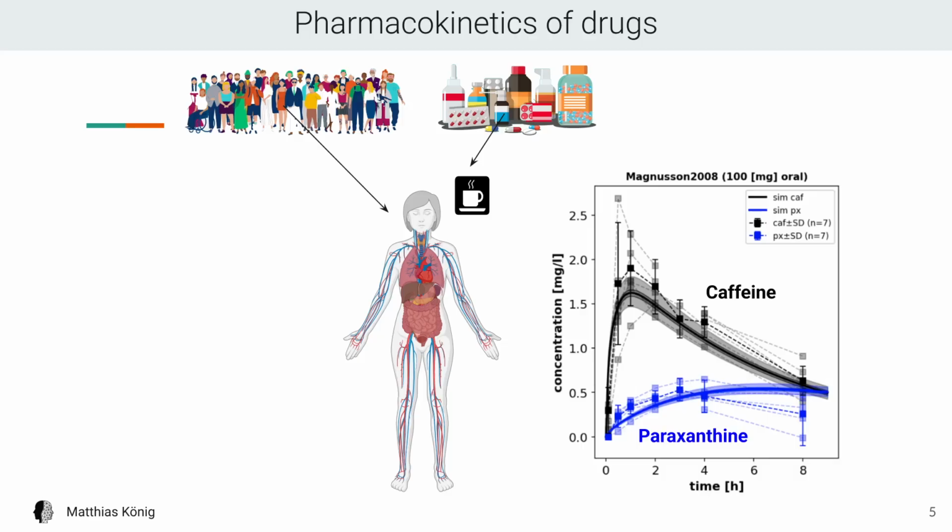If we repeat the same experiment with different individuals, we observe clear differences, both in the maximum concentration and the time to reach the peak. And this is exactly where my research comes in. Where do these differences come from? Which physiological, genetic, or disease-related factors influence pharmacokinetics?